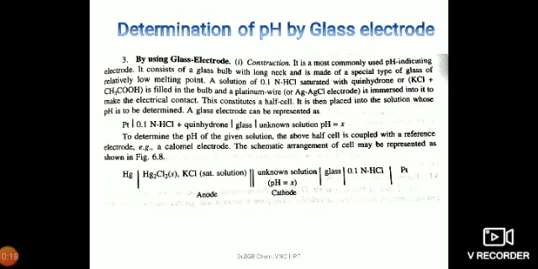A glass electrode can be represented as Pt | 0.1N HCl + quinhydrone | glass | unknown solution of pH equal to X. To determine the pH of the given solution, the above half cell is coupled with a reference electrode, that is a calomel electrode. The schematic arrangement of the cell may be represented as mercury, Hg | Hg2Cl2 (solid), KCl saturated solution. This is the calomel electrode. A salt bridge, the unknown solution of which pH is to be determined | glass | 0.1N HCl | Pt. That cathode is our glass electrode.